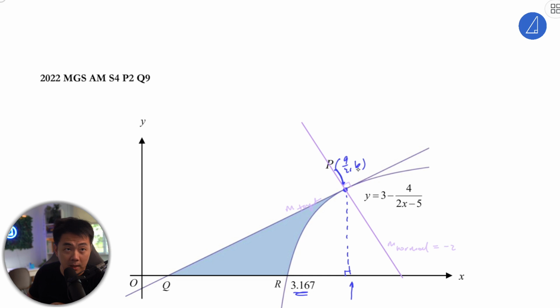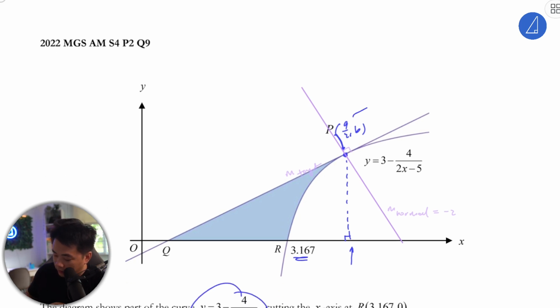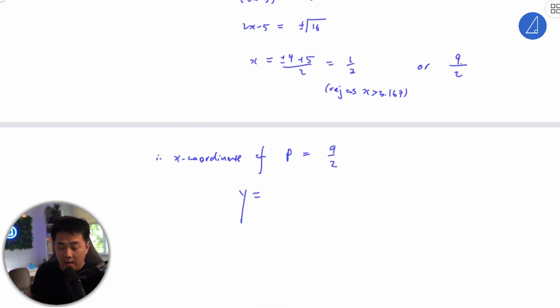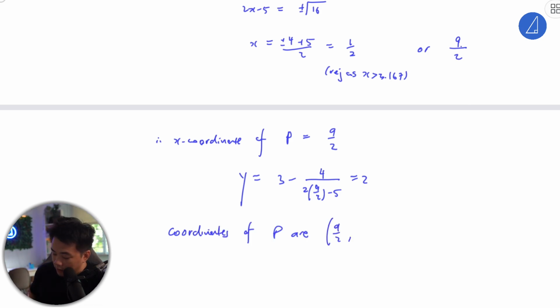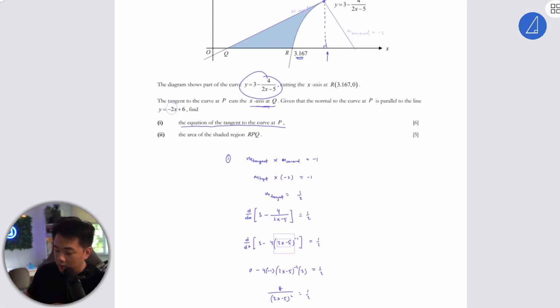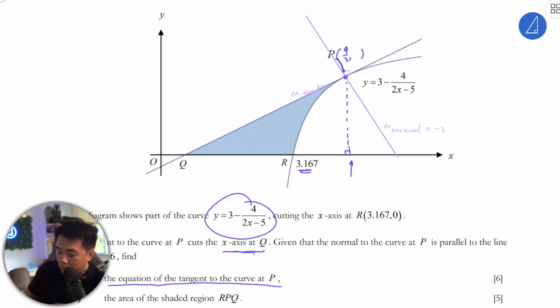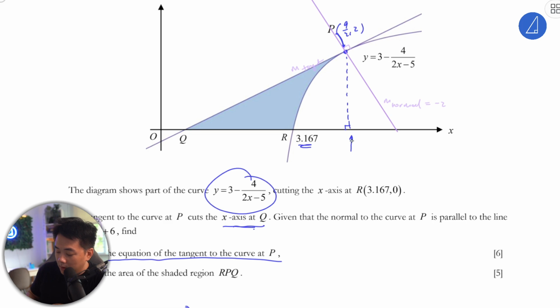To find the value of b, we just need to substitute 9 over 2 back into this equation to find y. Y would then be 3 minus 4 over (2 times 9 over 2 minus 5). I think you'll get 2 there. So the coordinates of P are (9 over 2, 2). Great, we have the values ready. This is 9 over 2.